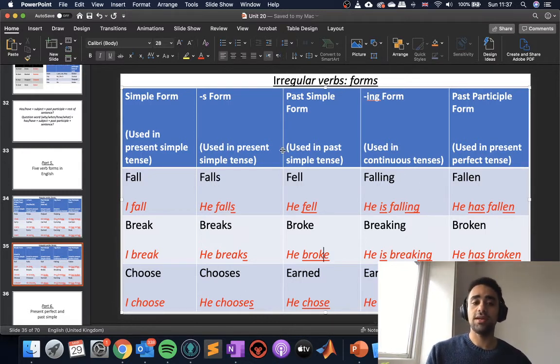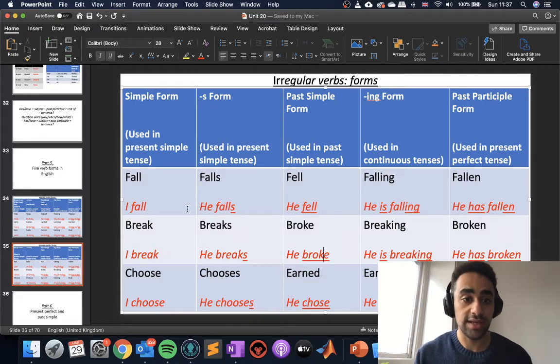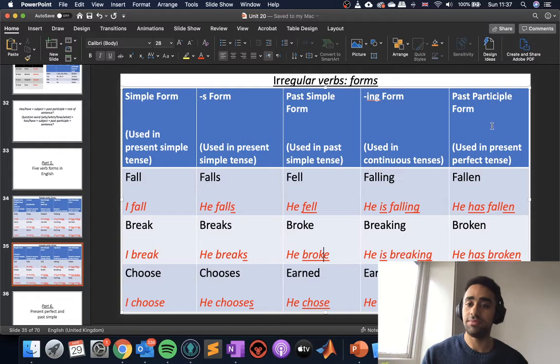I'm focusing on this because the simple form is very similar, whether it's with an S or without an S. The ing is the same for regular and irregular, so this is why I'm focusing on the past simple and past participle.